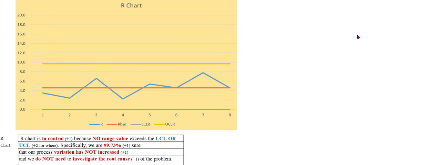Let's look at the other end of the spectrum with regard to R charts where it's in control. You see that no points exceed this line and no points exceed the lower control limit. So you would say this: R chart is in control, +1 point, plus no range values exceed the lower control limit or the upper control limit, 2 points for saying that. Specifically, we are 99.73% sure, +1, that our process variation, again, has not increased. And we do not need to investigate the root cause of the problem. So that is what sort of analysis you would do for B3.